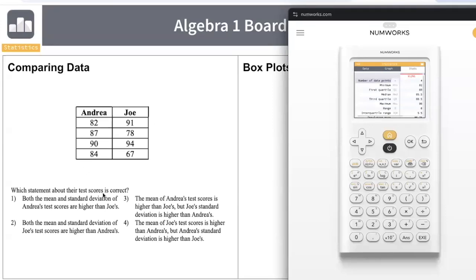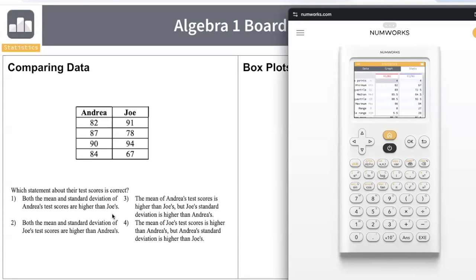So I would go through this question. It says, which statement is correct. If I read each of these answers, it says both the mean and standard deviation of Andrea's test scores are higher than Joe's. So I just have to remember Andrea was the red and Joe was the blue column.